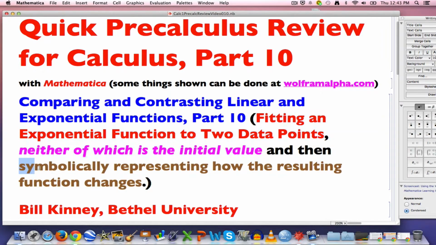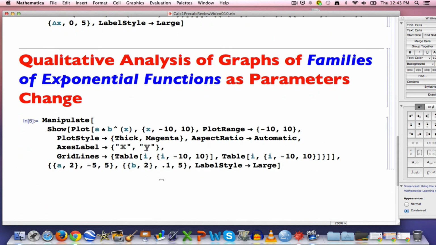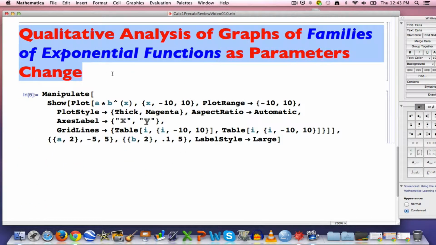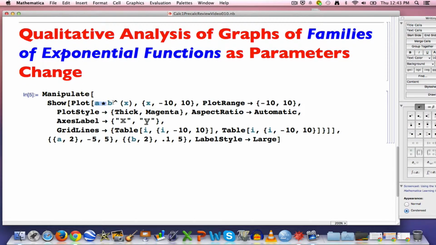We also want to try to symbolically represent how the resulting exponential function changes, and I'll be more specific about the meaning of that as we go on here. Before I do that, I want to start with what we ended with in the last video. We did a qualitative analysis of families of exponential functions. The expressions for the functions are of the form a times b to the x. We typically think of a and b as both being positive, b positive for sure. When b is bigger than 1, that's exponential growth, and when b is between 0 and 1, that's exponential decay.